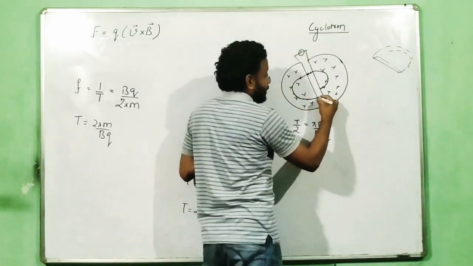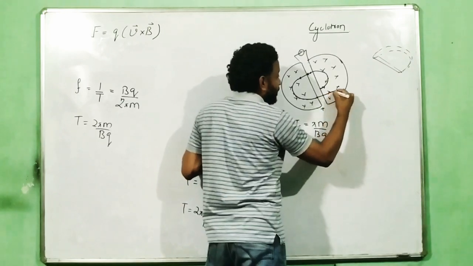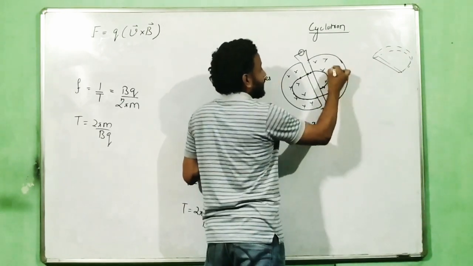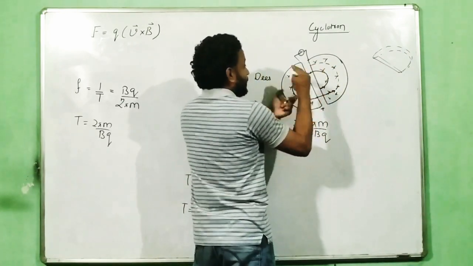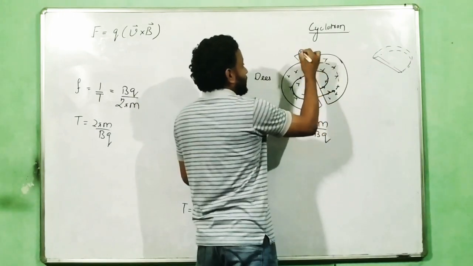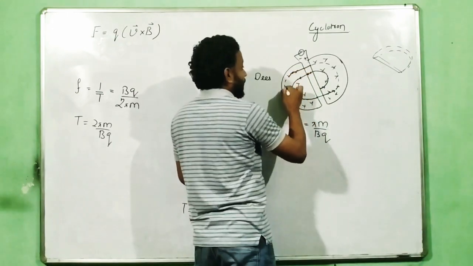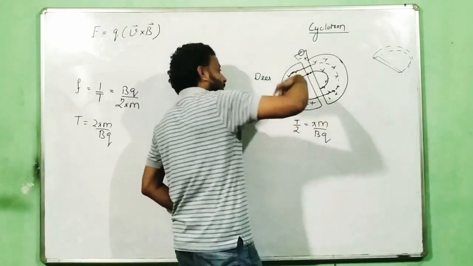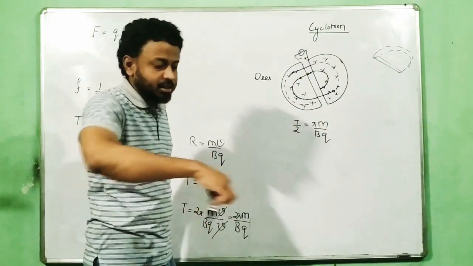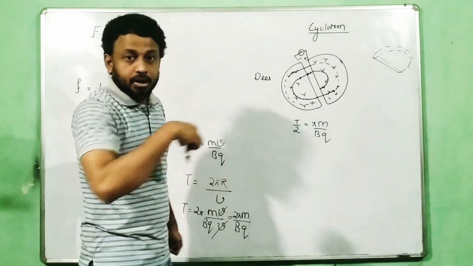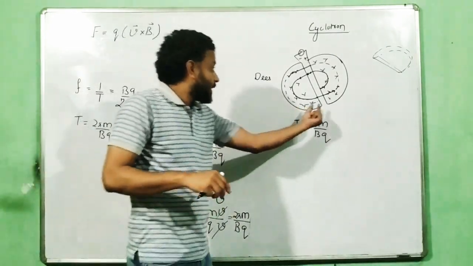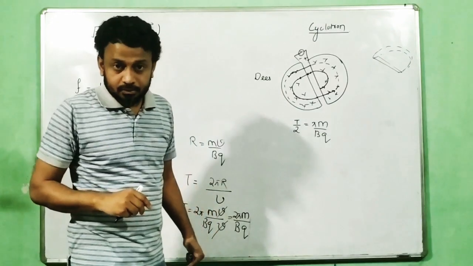So what will happen? This will again accelerate and will enter with much more velocity, and then again the radius will increase. Then again the polarity will change, this will become plus, this will become minus, and then again it will enter with a larger velocity, and the radius will change. So what is happening inside the D only? I am accelerating the charge. Which is the accelerating area? The gap is the accelerating area.